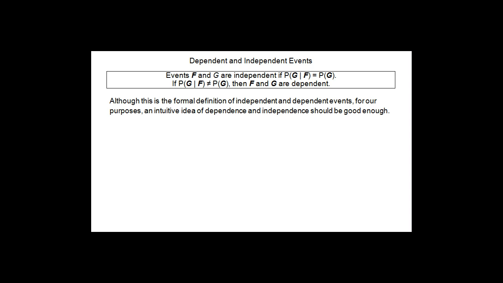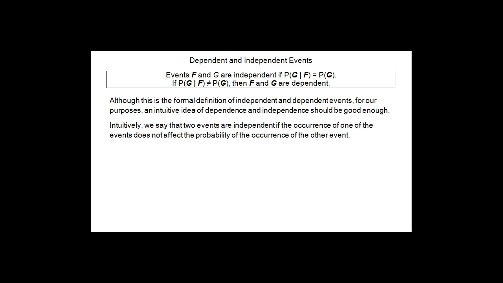Although this is the formal definition, for our purposes, just an intuitive idea of dependence and independence is probably going to be good enough. So here's the intuitive idea. Intuitively, we say that two events are independent if the occurrence of one of the events does not affect the probability of the occurrence of the other event.